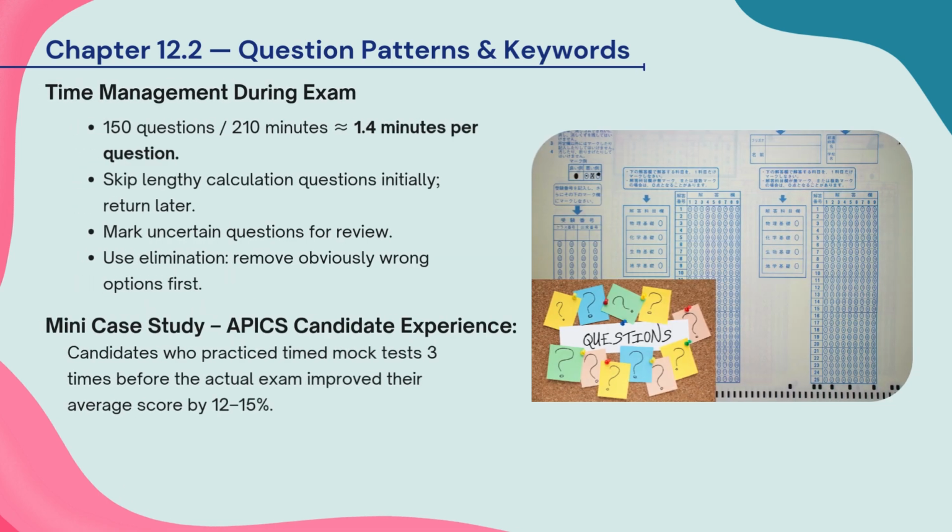Effective time management is critical during the CPIM exam, where 150 questions must be completed in 210 minutes, giving roughly 1.4 minutes per question. Successful candidates skip long calculation questions at first, mark doubtful items for review, and use option elimination to narrow choices quickly. In one case, a learner who completed 3 full-timed mock tests before the actual exam improved their score by 12 to 15%, showing how practice under exam conditions boosts both speed and accuracy.